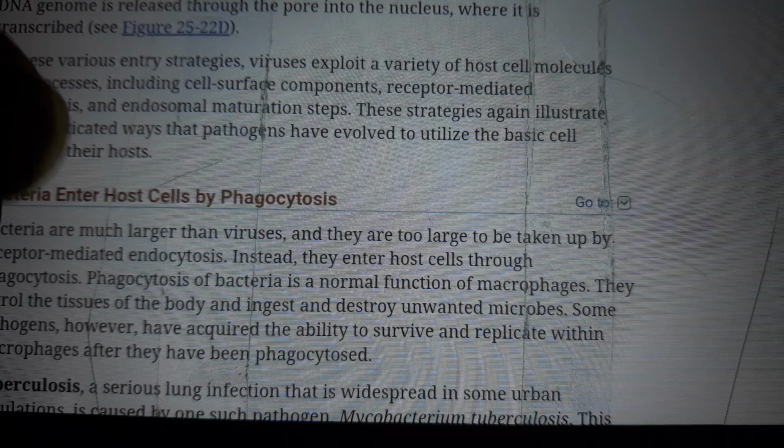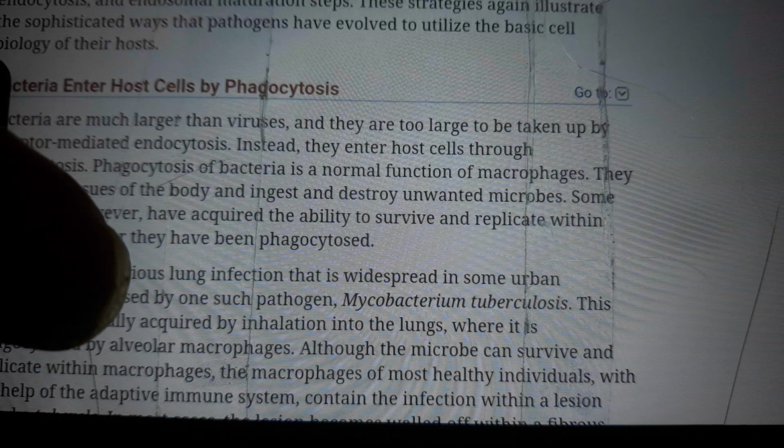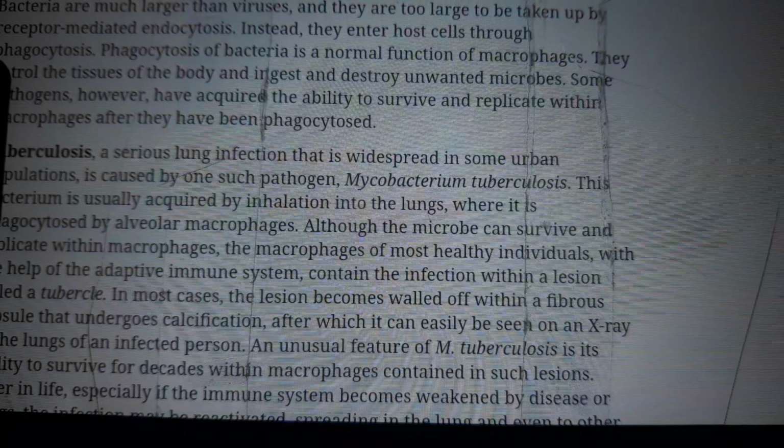In these various entry strategies, viruses exploit a variety of host cell molecules and processes, including cell surface components, receptor-mediated endocytosis, and endosomal maturation steps. These strategies again illustrate the sophisticated ways that pathogens have evolved to utilize the basic cell biology of their hosts. Now the next topic will be bacteria that enter host cells by phagocytosis.